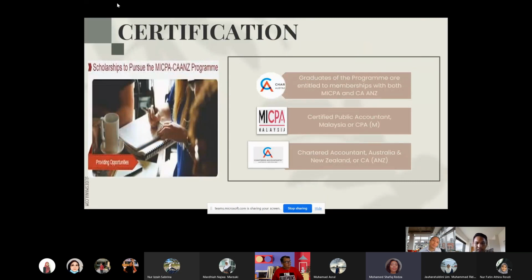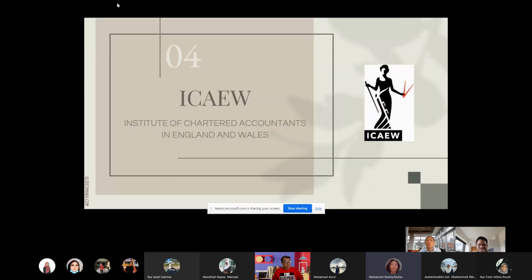Okay, the certifications that we'll get from MICPA: first, a graduate of the program is entitled to membership of both MICPA and CA ANZ. And second, Certified Public Accountant Malaysia or CPA. And lastly, the certification is Chartered Accountant Australia and New Zealand or CA.